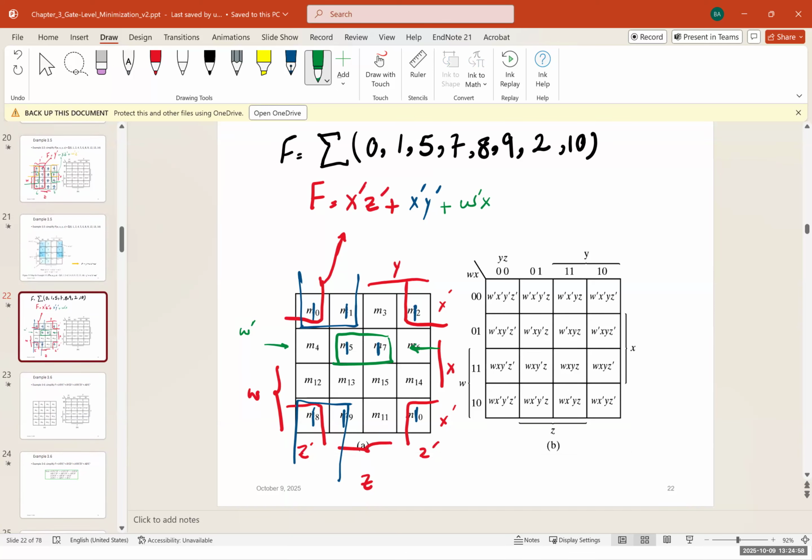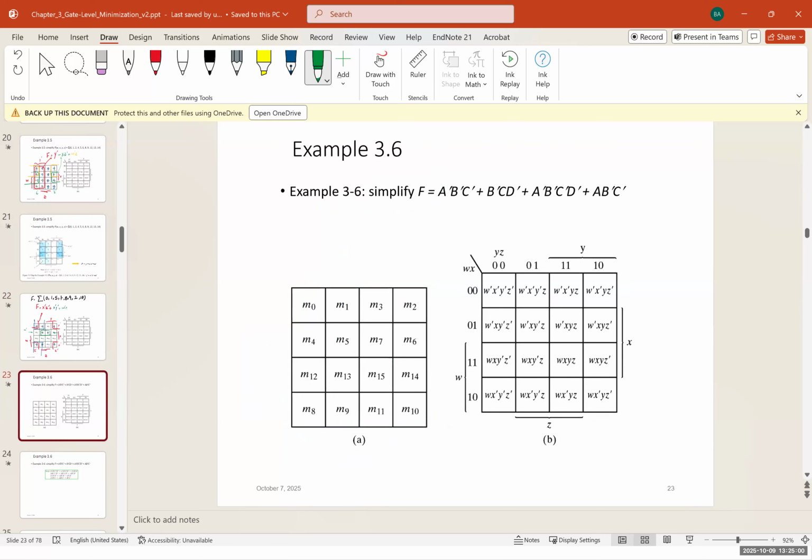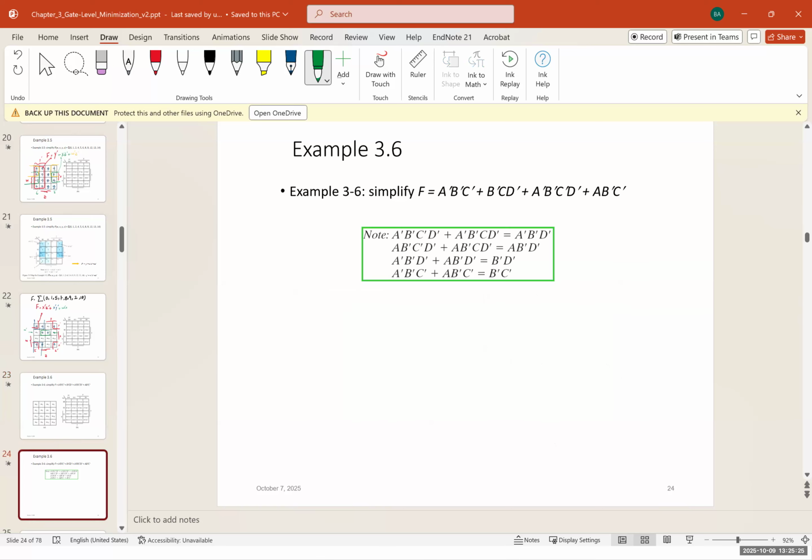Let's solve one with a proof. I have another example with proof here. So in this example, we want to simplify F of A prime B prime C prime plus B prime C D prime plus A prime B prime C prime D prime plus A B prime C prime. So this is doing it the other way around. If we want to use Boolean algebra and Boolean functions, we can write it like this.